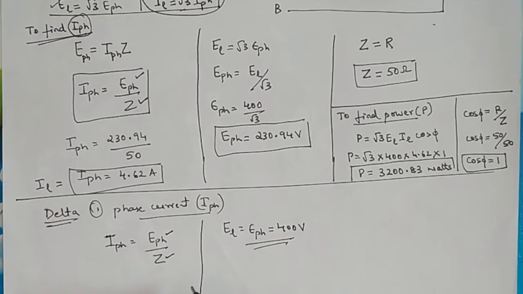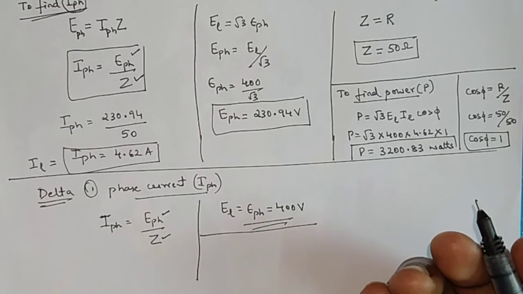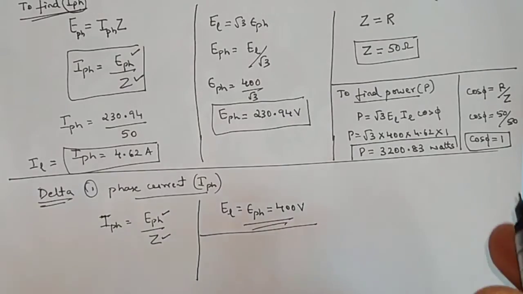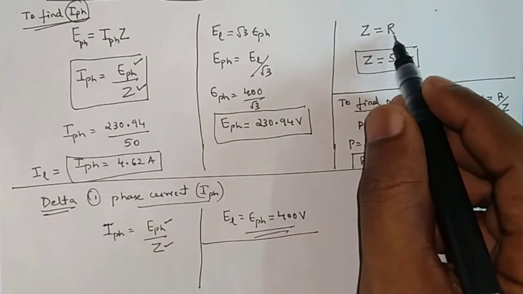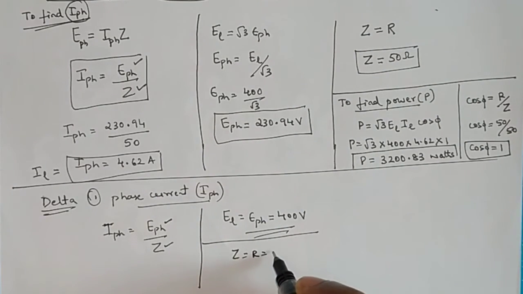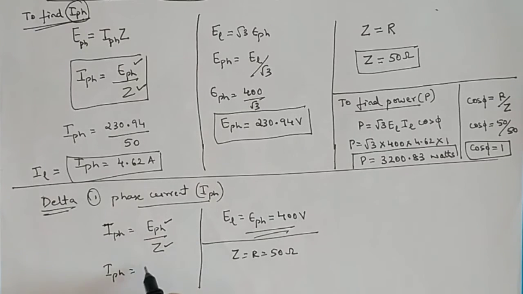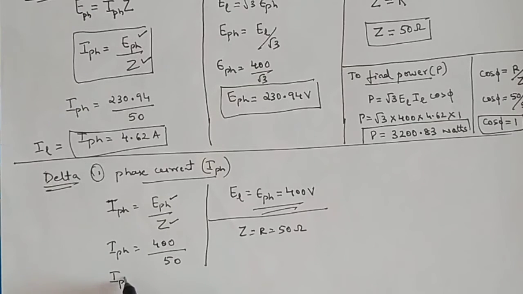Now before that we will find out impedance. Once again, the type of circuit is pure resistance on all three sides under delta also. Therefore Z will be equal to R under delta. So Z is equal to 50. The value will be the same under delta. So I'll substitute here. I phase is equal to E phase, which is 400, divided by 50. After simplification I'll get the answer as I phase is equal to 8 amps.